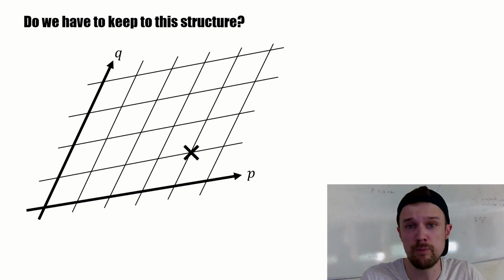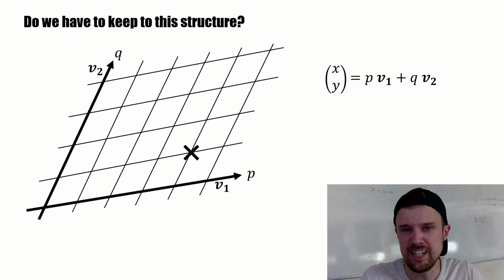You could still convert back to your more familiar and comforting x and y system if you know the direction vectors of these new axes, because the values of p and q are just giving you the combinations of these vectors in our new basis that are needed to find our position vector. But here's the cool part.